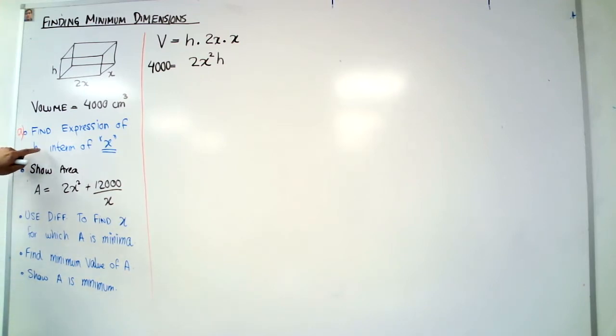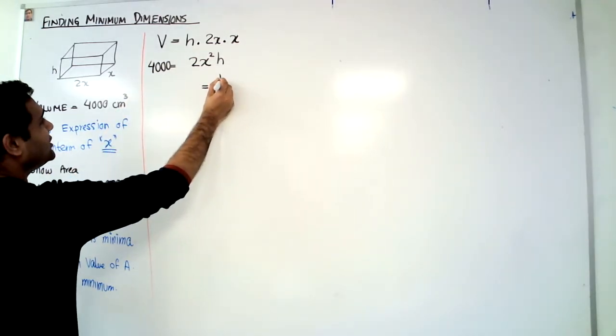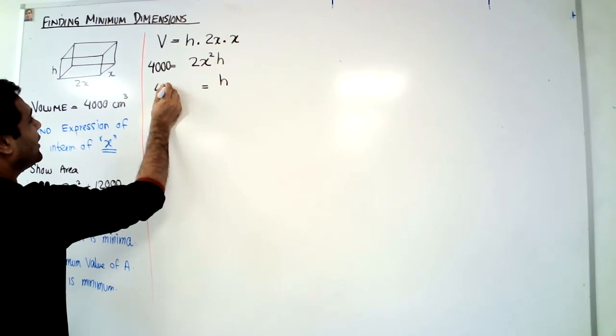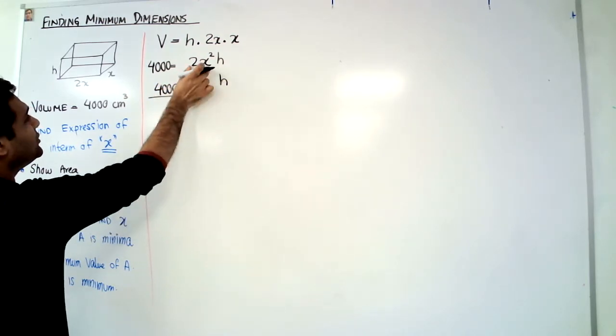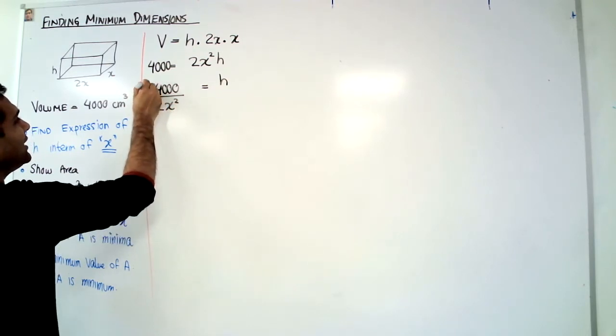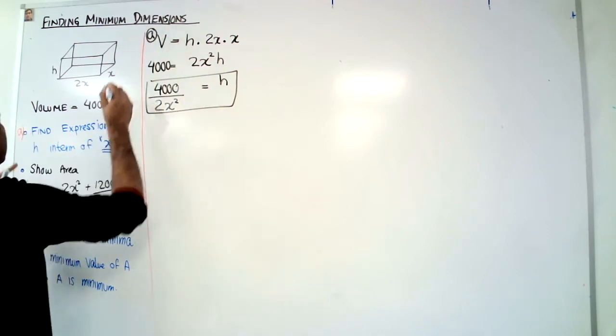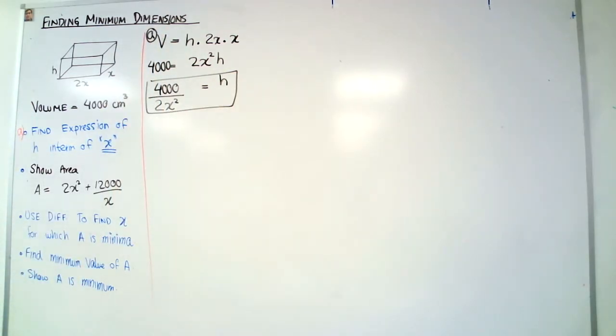This is my part one. Part one says the expression of h in terms of x, so I need to make h the subject. So h equals 4,000 divided by 2x squared, since the 2x squared is multiplying, I move it to this side and divide. So this is my part A. That one is done. Now the next thing I need to do is show that the area is given by 2x squared plus that bit.